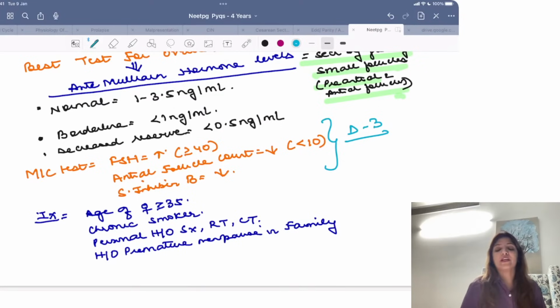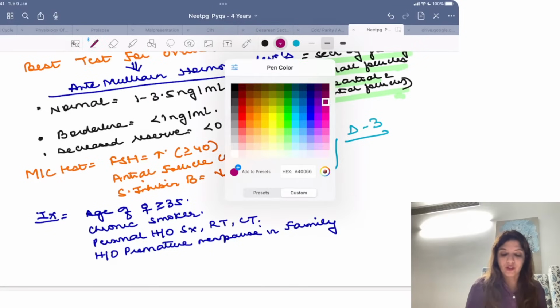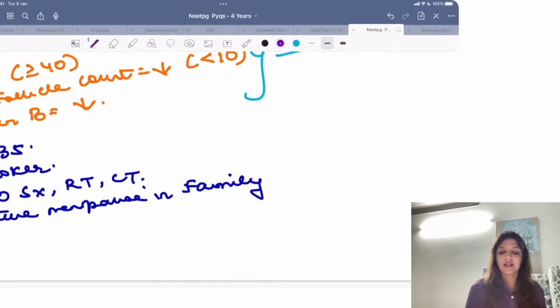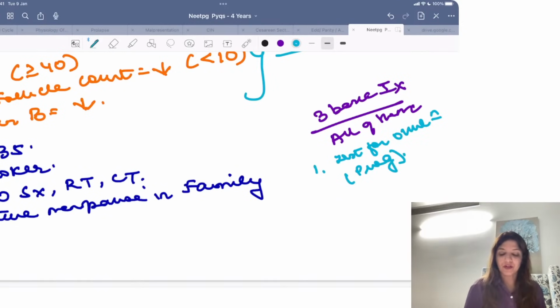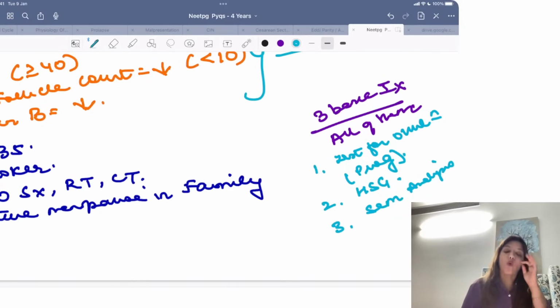Now, do you test for decreased ovarian reserve in all females who come to you with infertility? No. In all couples who come to you for infertility, there are 3 basic investigations which you do in all of them. What are those? Number 1, you do test for ovulation. Generally the test which you do for ovulation is serum progesterone levels, right? Then number 2, you do HSG, and number 3, semen analysis. These are the tests which you do in all females or all couples who come to you with infertility.